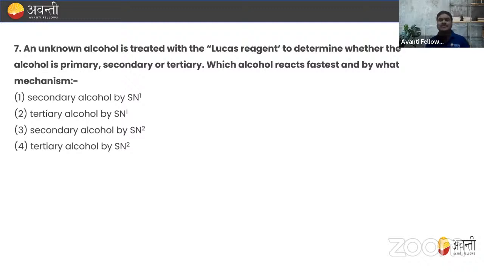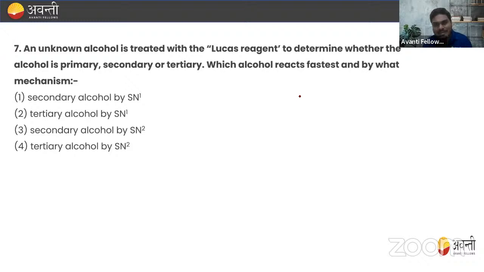How will you identify which reaction takes place through SN1 and which through SN2, right? So how will you know this? We all know this. Why is tertiary alcohol more reactive? Can you give me the answer for this? Why do we take tertiary, secondary, and primary? Tertiary alcohol is more reactive due to the formation of carbocation. Yeah, very good. Due to the formation of carbocation.